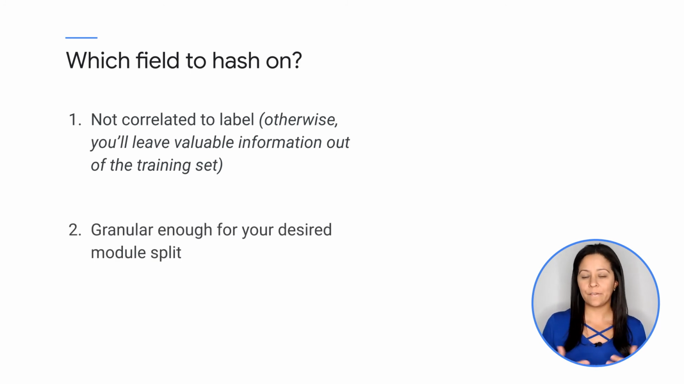What does granular enough mean? Well, for instance, if you decide to hash on a date field and you choose the year of the date, in that case, you have all the data from one year in your training sets and all the data from a different year in a test set. That might not be good because something might have changed between those 2 years. You want to have data from these 2 years in both your training set and your test set so that you don't introduce a bias by your splitting strategy.